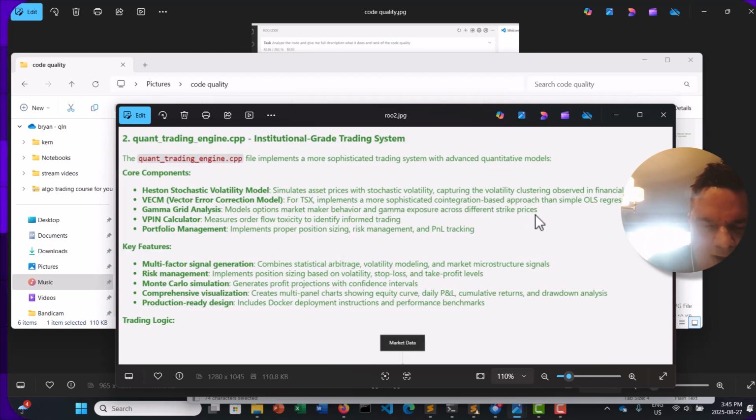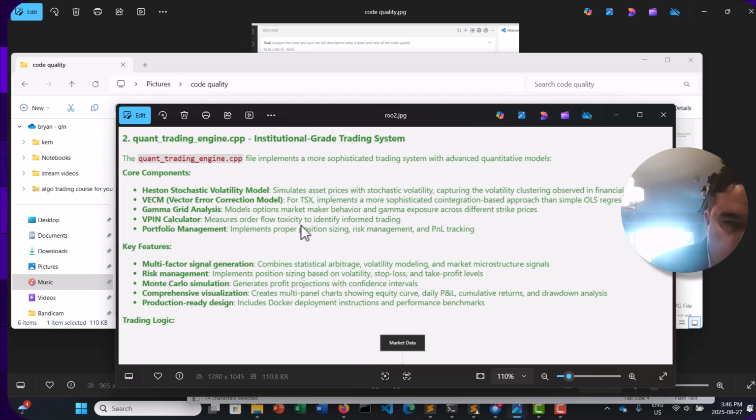Gamma exposure across different strike prices. Again, I can't reinforce this enough. If you want to get really good at this, you've got to have a fairly strong understanding of option pricing, strike pricing, and the different Greek analysis, which is part of this gamma exposure. Okay. Yeah, I've got a course on that. It's fairly lengthy. You can take it as a standalone right now, but that will be part of the membership. VPIN calculator.